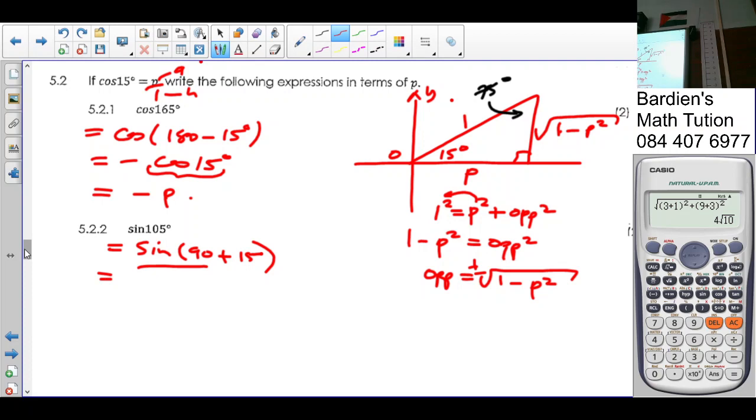Is sine positive or negative in your second quadrant? Positive. Although it changes to cos, which is negative, sine is positive in that quadrant. What's the sine of 15? P. So it is positive P.